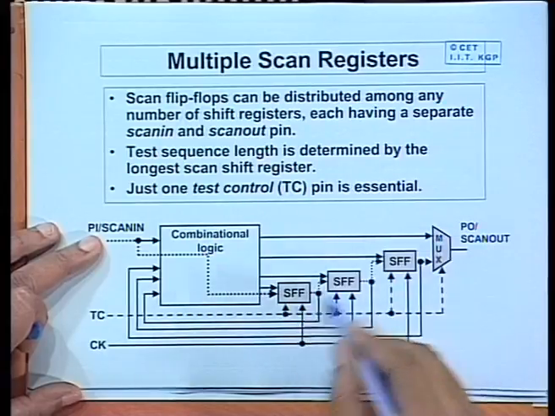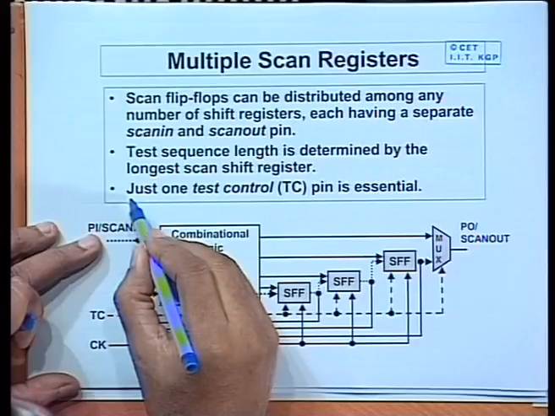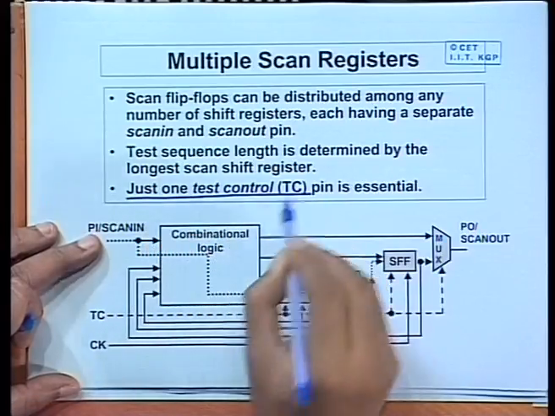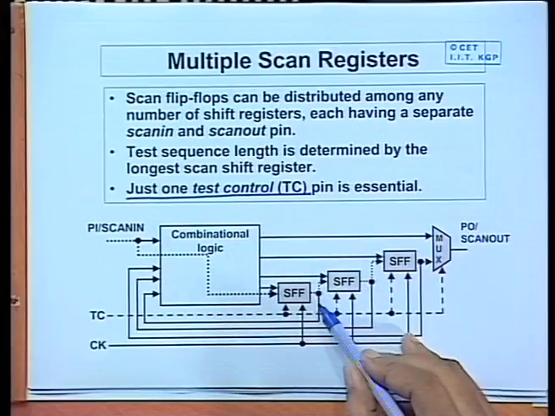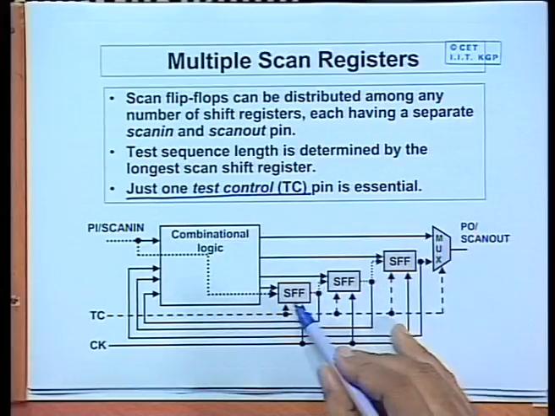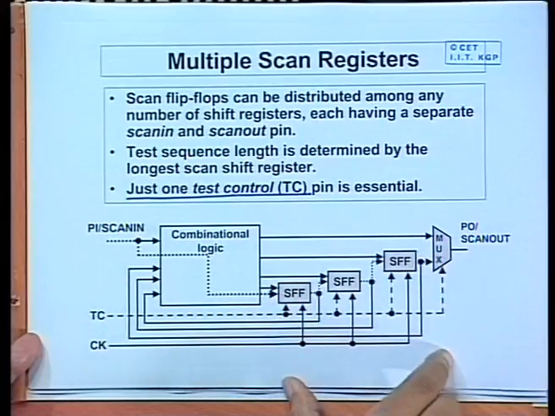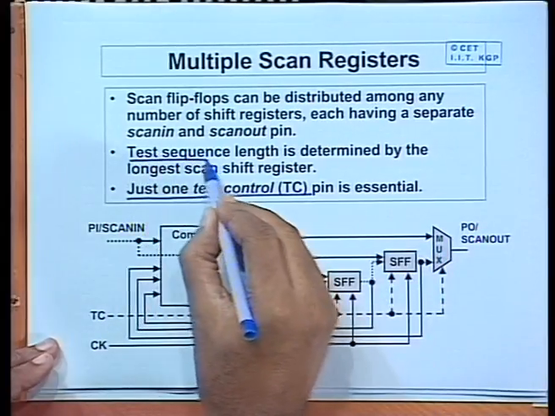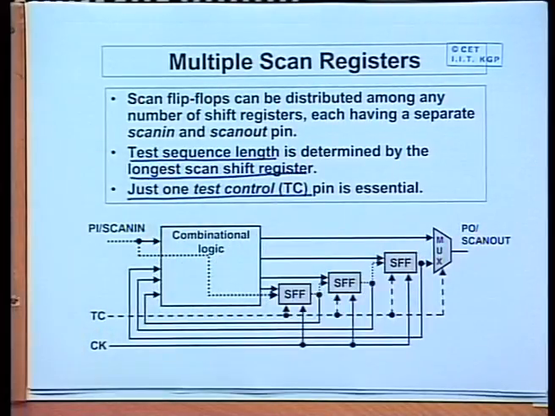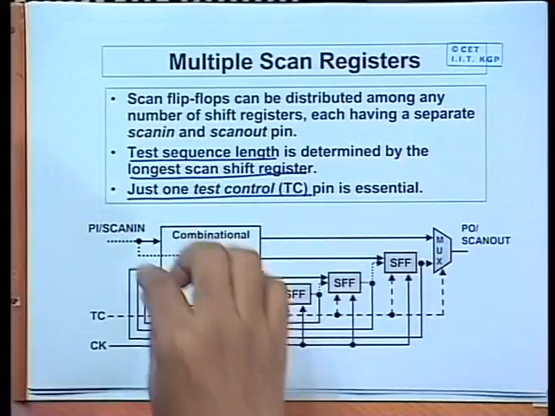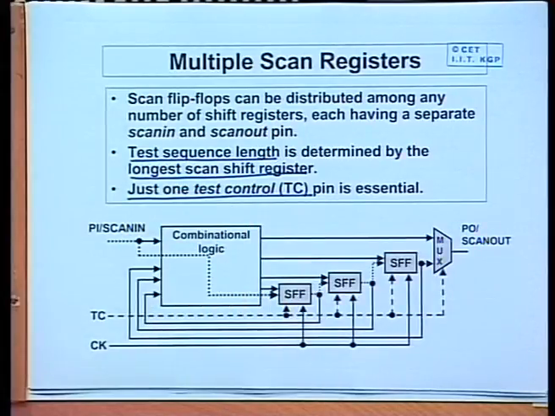But even if you use multiple scan registers, the point to note is that only one test control is sufficient. And if you are unable to split the shift registers exactly equally, then the test sequence length will be determined by the longest scan shift register, because you will have to scan all of them, only then you can apply the next primary input. So, the longest scan chain will determine the total time finally.